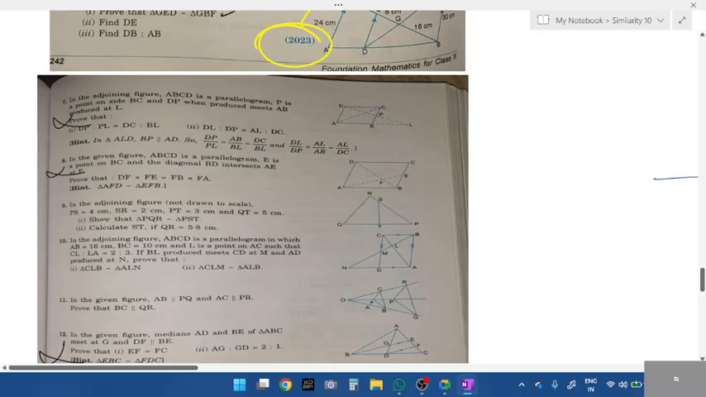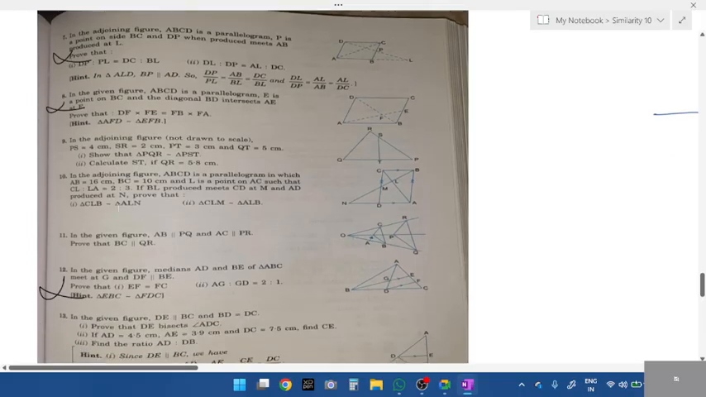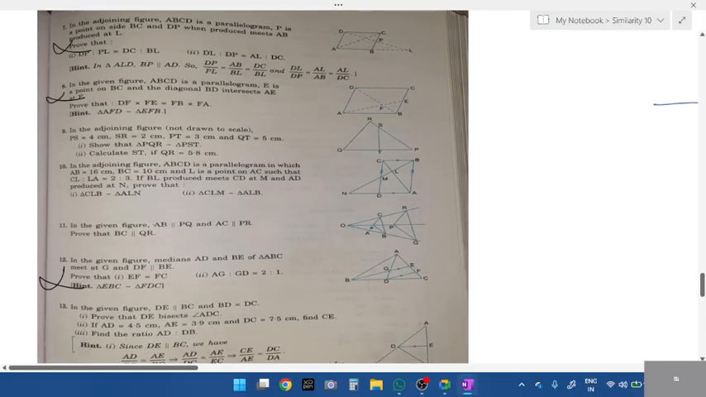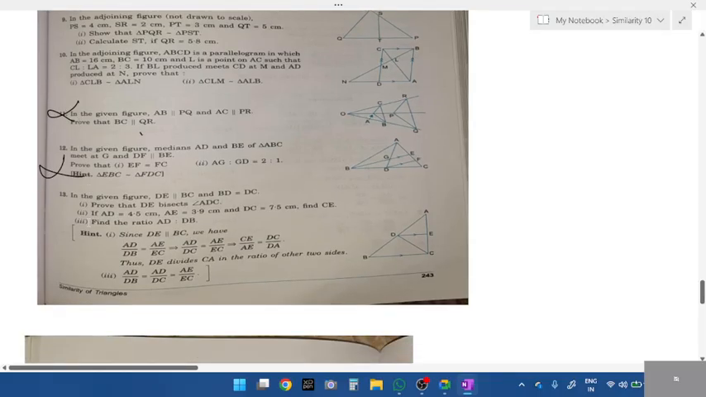Just skip. Look at the ninth one. Before that, we'll solve the ninth one. The ninth one has values. The 11th one you can cancel, even that is a proving question. They don't ask. Look at the 14th one. First, let us complete the 14th.